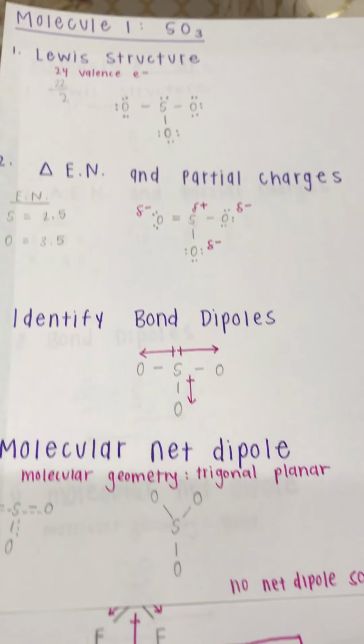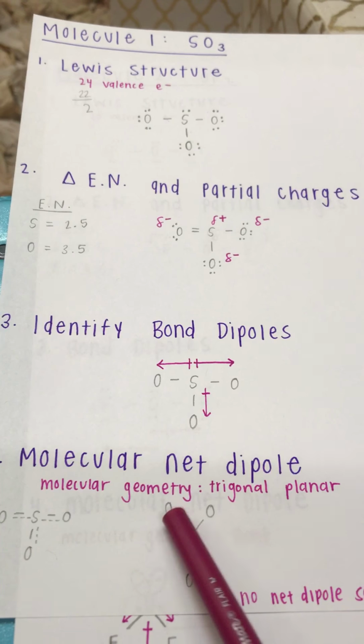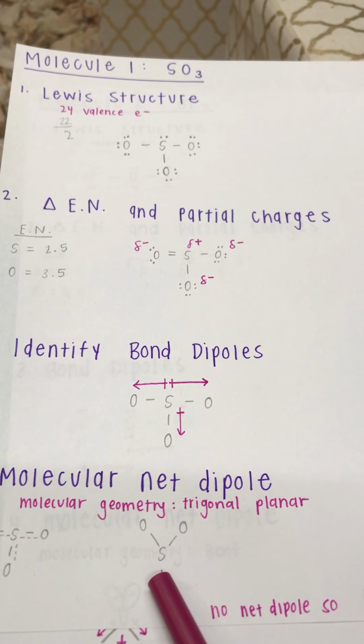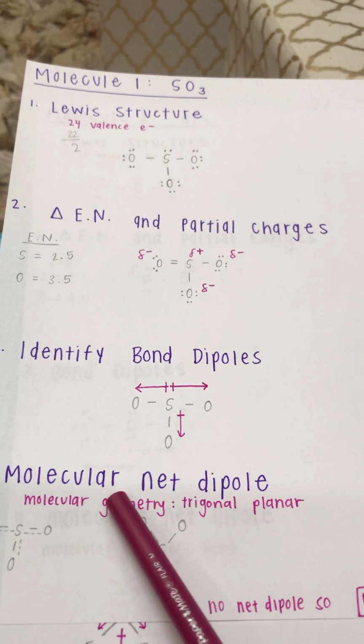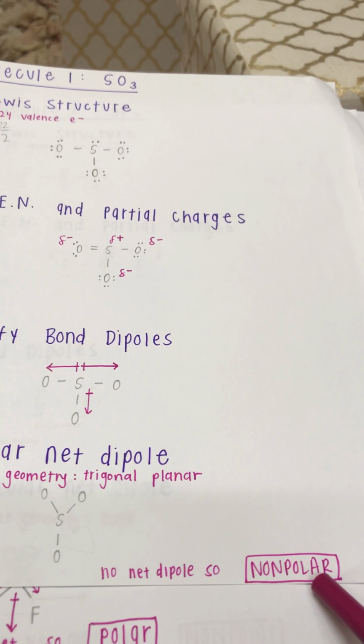For the molecular net dipole, your molecular geometry is trigonal planar, since there's 3 domains. There's going to be no net dipole since all of these are going to cancel out. Therefore, this is a nonpolar molecule.